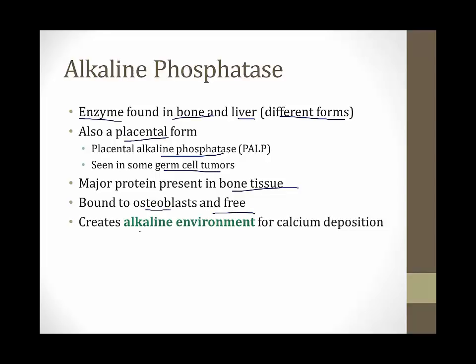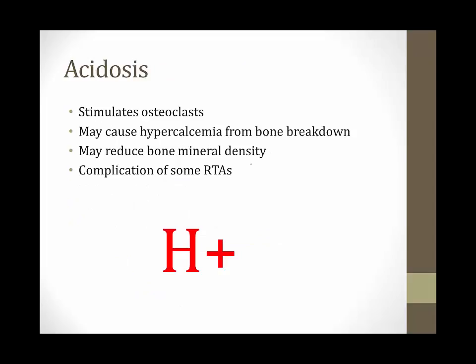What it does is it creates an alkaline environment around the osteoblast. And if you can remember that alkaline environments are favorable for calcium deposition, that's very helpful to understanding bone physiology. The osteoblast creates a high pH alkaline environment around the cell, and that makes a favorable environment for calcium to settle out and form crystals of hydroxyapatite in bone. And if you can remember that an alkaline environment is favorable for bone formation, that's an easy way to remember that acidosis is bad for bone formation. An acidotic environment is unfavorable for the deposition of calcium crystals.